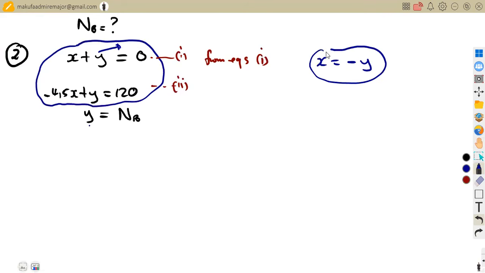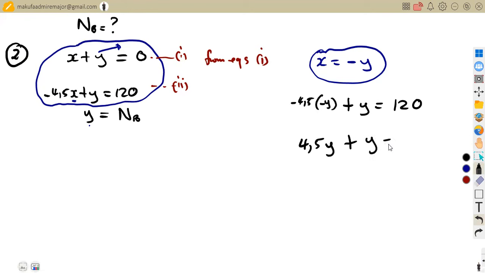So with this value, I can substitute minus y where there is x. X is minus y. So where there is x in equation 2, I'm going to substitute minus y. So it's minus 4,5x, which is our x. It's minus y in this case, plus y that is already there. This is supposed to give us 120. If you combine minus 4,5 times minus y, negative is going to be a positive. 4,5y plus y, which is 1y, is equal to 120.